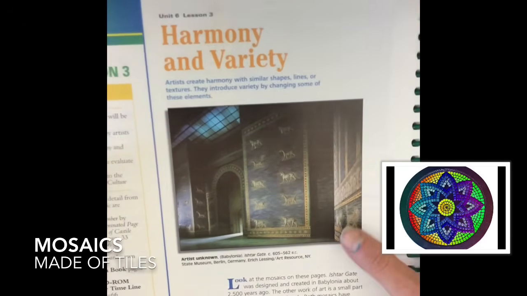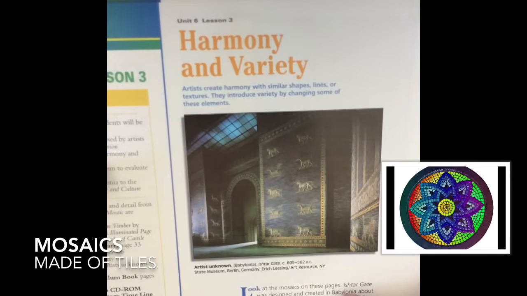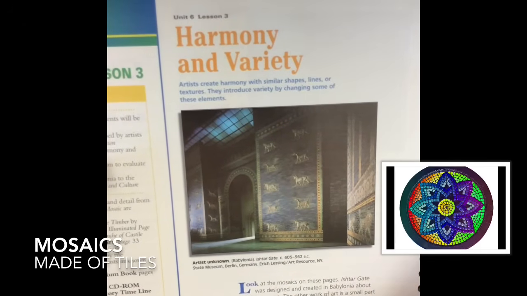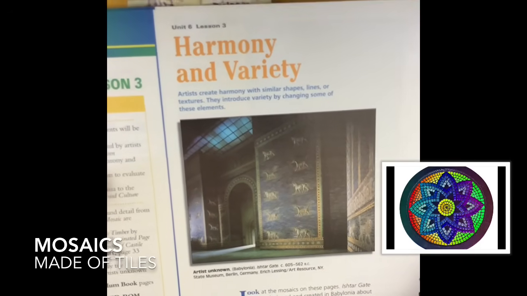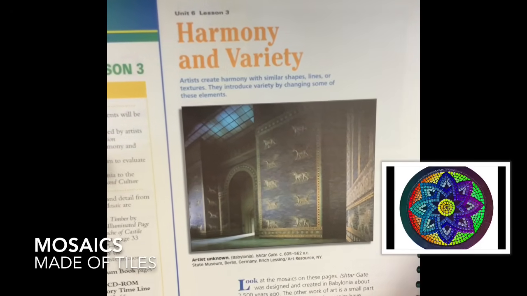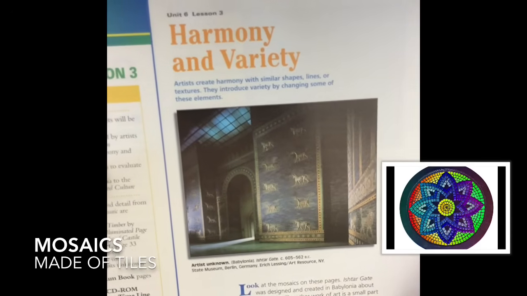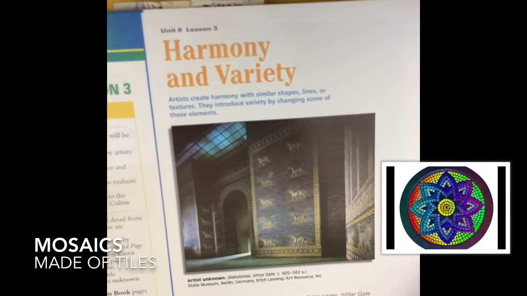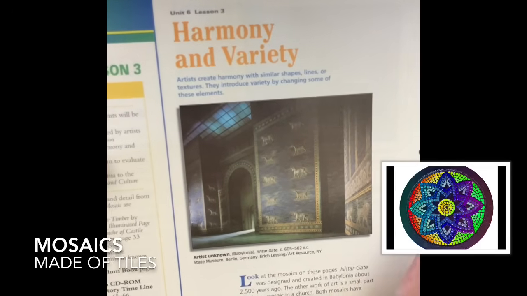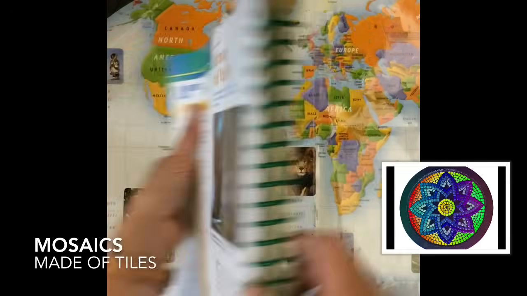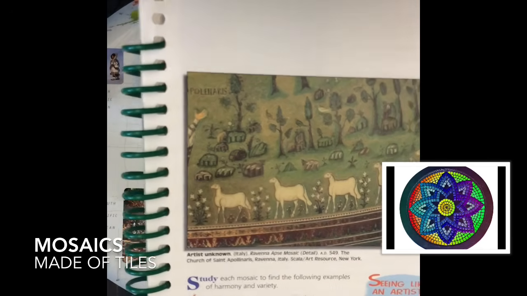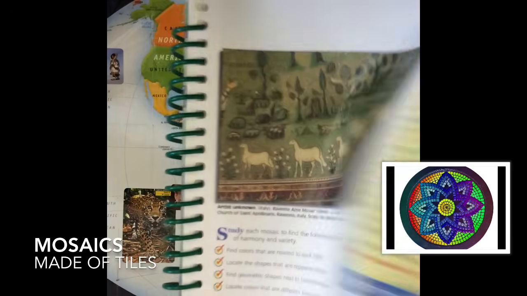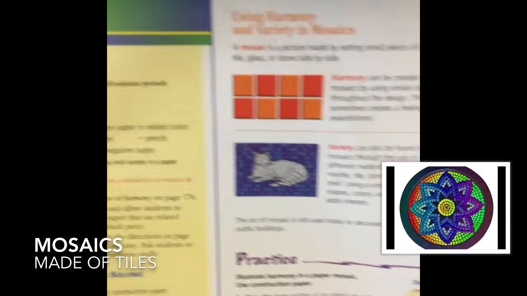Look at the mosaics on these pages. This mosaic at Ishtar Gate was designed and created in another country called Babylonia about 2,500 years ago. The other work of art is a small part of a large mosaic in a church. Both mosaics have harmony and variety, and those are two principles of art. So this is the other mosaic. You can see animals, trees, but each one of these are created by tiny little tiles.